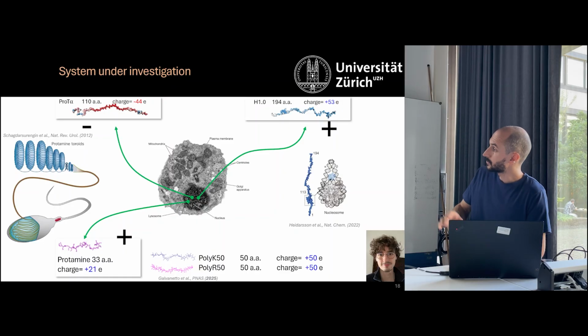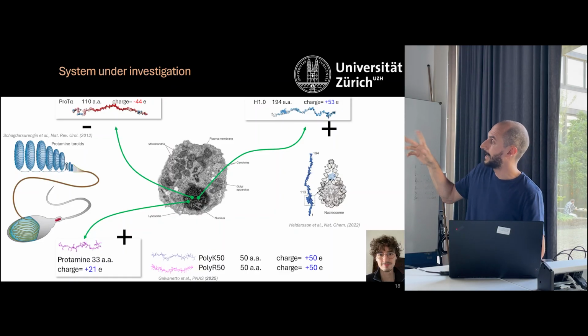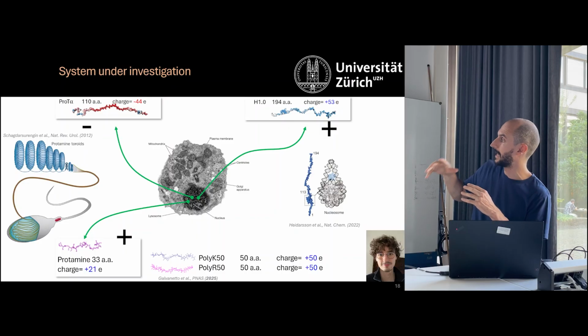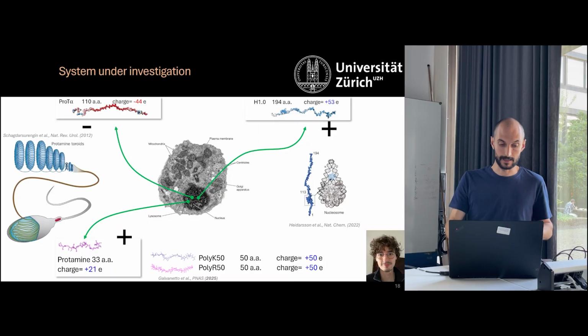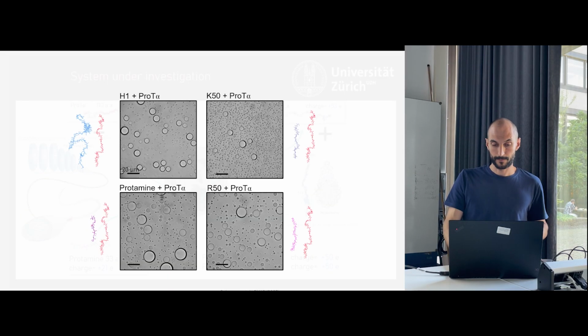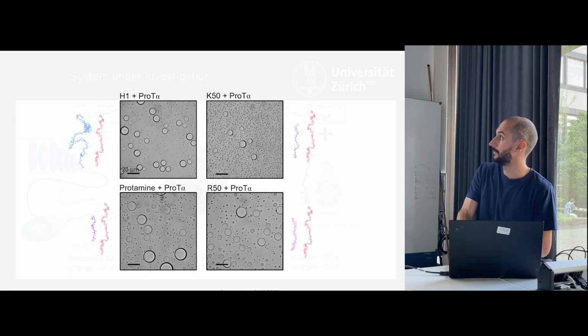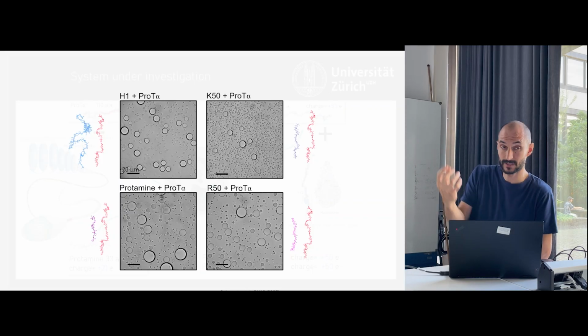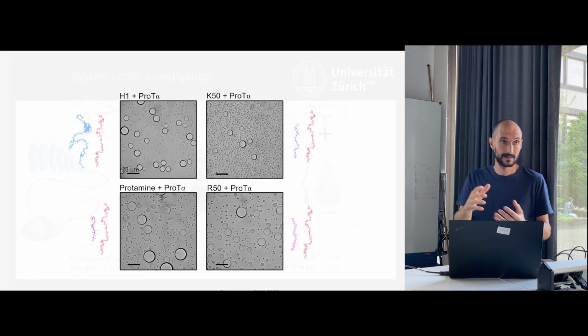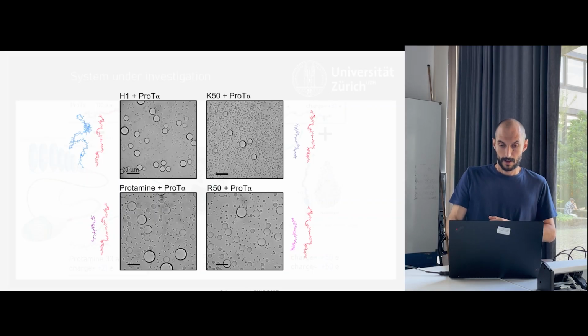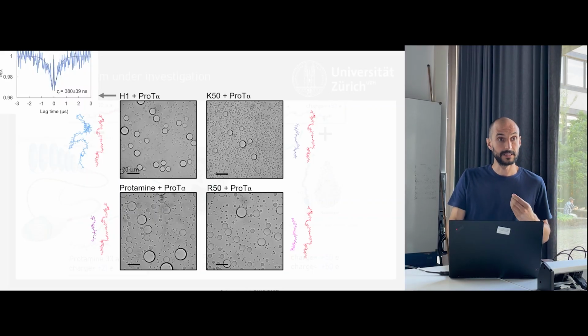And then we also studied polylysine 50 and polyarginine 50, repeats of lysine and arginine, to specifically focus on the different nature of the positively charged residues. So we start mixing these with ProTα, and they form droplets. They form droplets that are qualitatively very similar among each other. But then we started measuring chain dynamics.